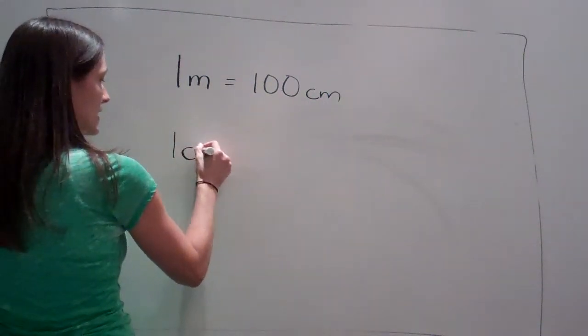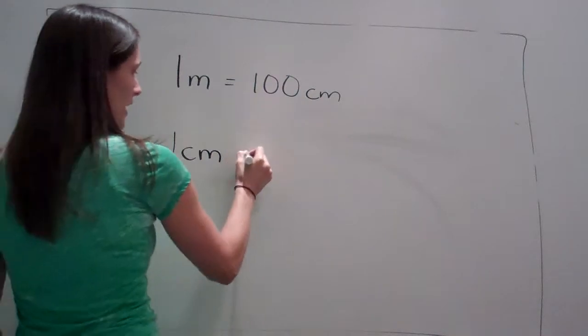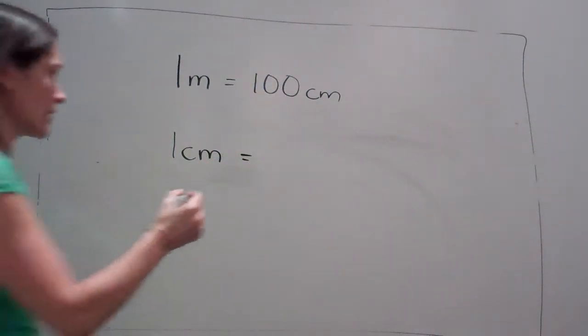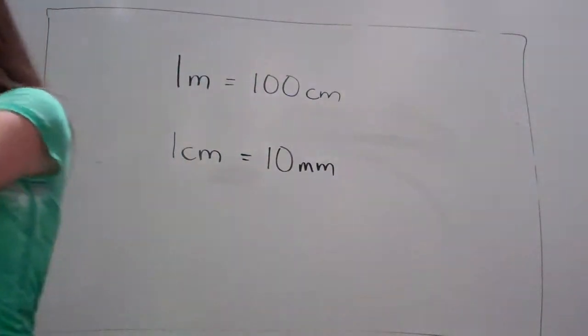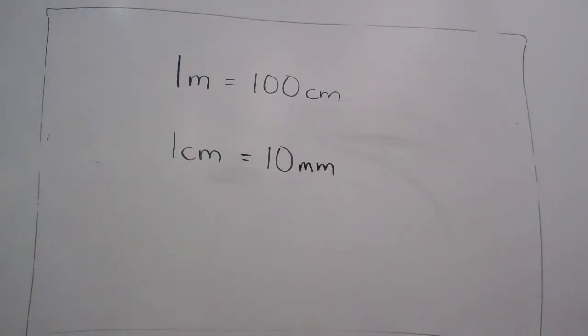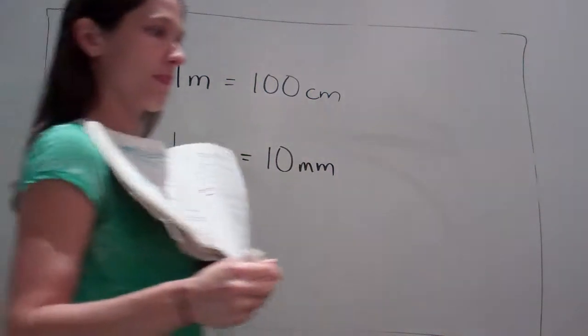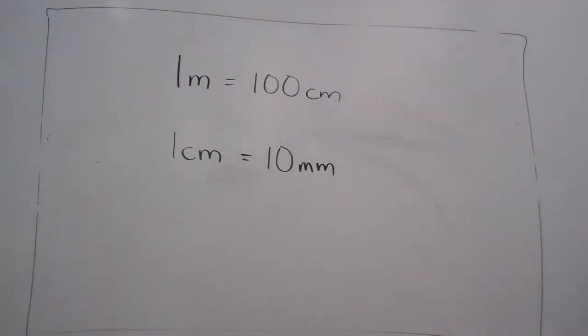Now, 1 centimeter equals 10 millimeters. Okay? Now, if you can look, let me see. Everybody look at example 2. Everybody look at example 2 on page 32.